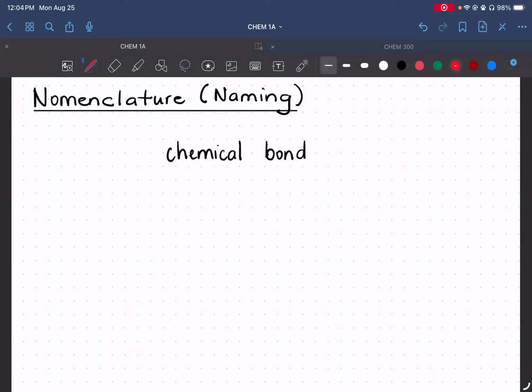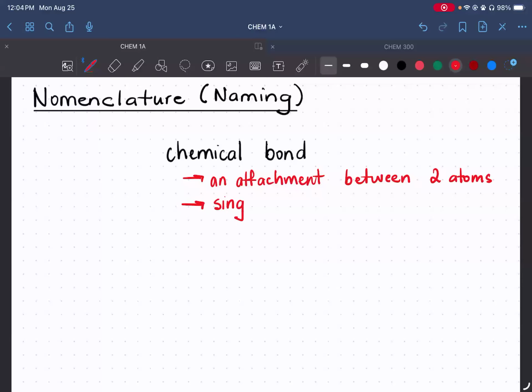A chemical bond can be defined as a bond, an attachment, we'll call it an attachment, between 2 atoms. There are 3 different types of chemical bonds. We have a single bond, which is comprised of 2 electrons. We have a double bond, which is comprised of 4 electrons. And finally, we have a triple bond, and that's comprised of 6 electrons.